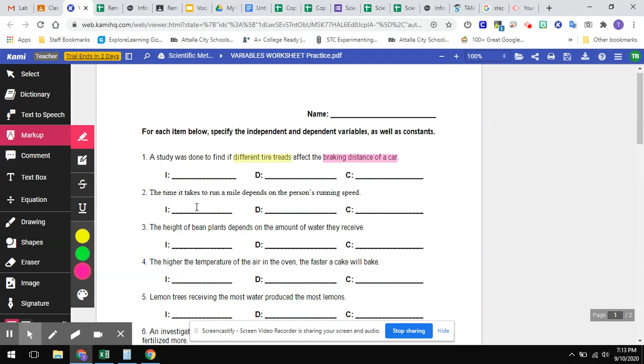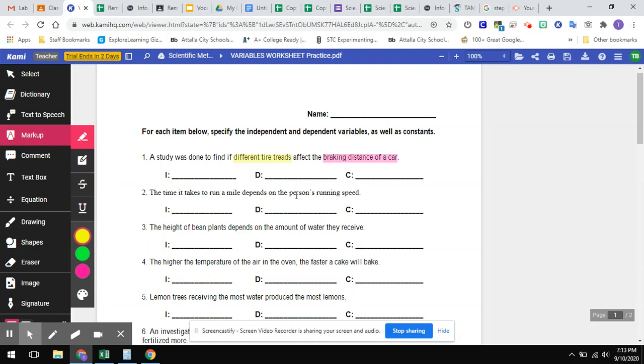So now I'm going to go through this next one with you as an example. The time it takes to run a mile depends on the person's running speed. Okay? So, what is it that I am in control of? Okay, so that's what I'm asking myself. What am I in control of? And then the dependent is going to be what I'm measuring. Well, what am I in control of? The time it takes to run a mile depends on a person's running speed.